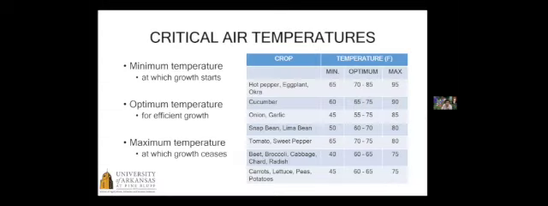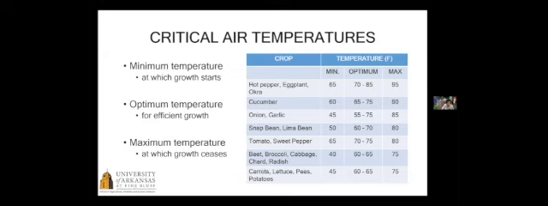There are critical air temperatures, and these are minimum temperatures at which your crop would start to grow. If it's below those minimum temperatures, your crop just won't grow. There's the optimum temperature, which is the range within which your crop grows at its best. And then there's the maximum temperature, at which growth ceases. If it's getting too hot up in there, we're not doing justice to our efforts.